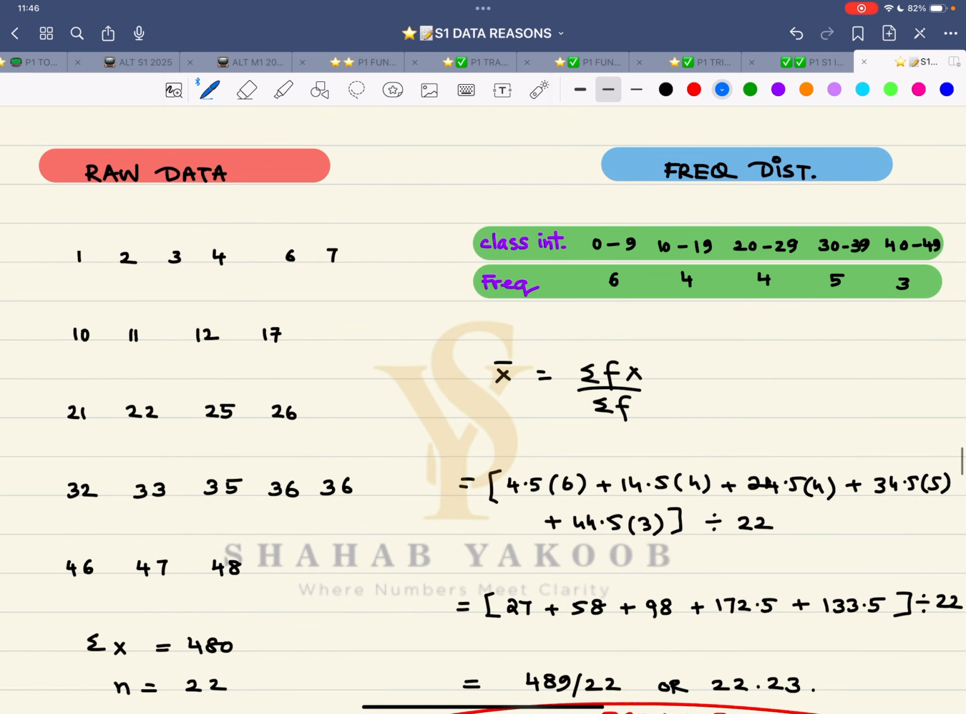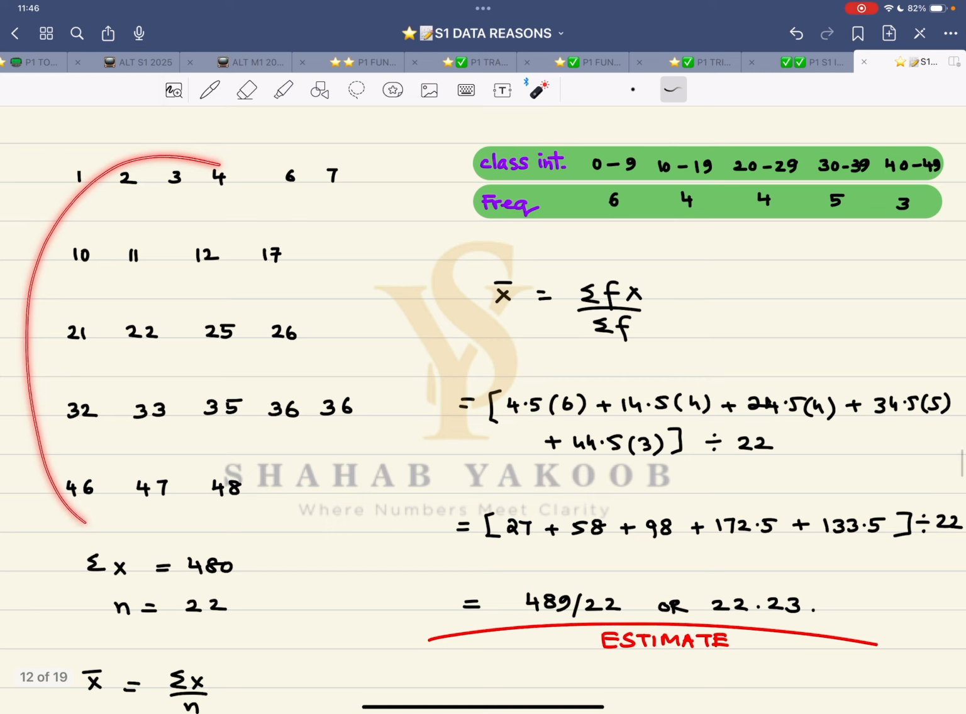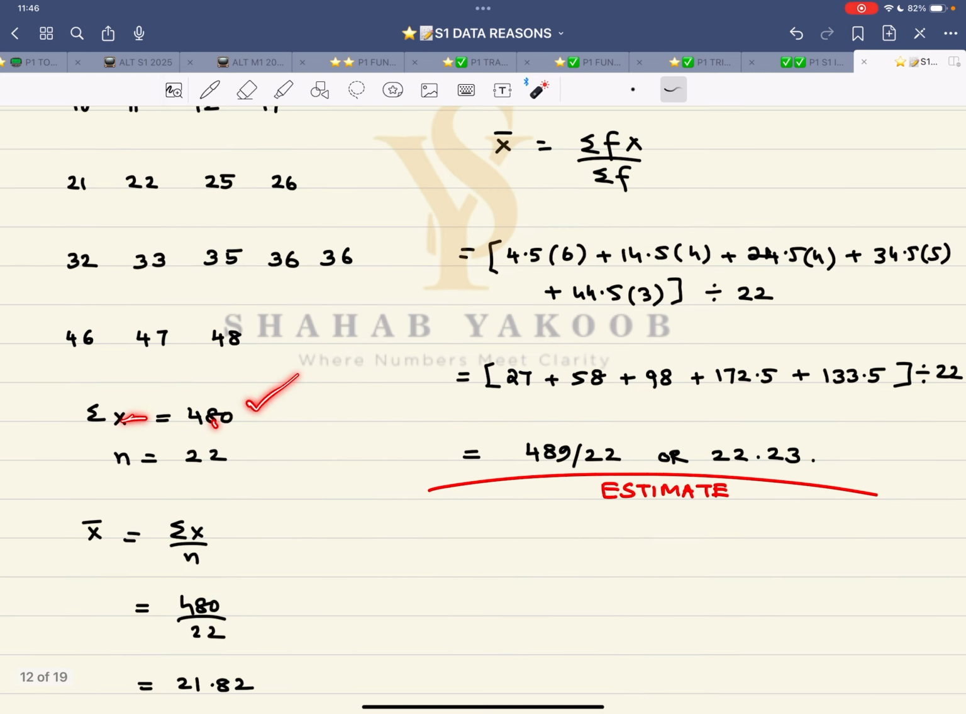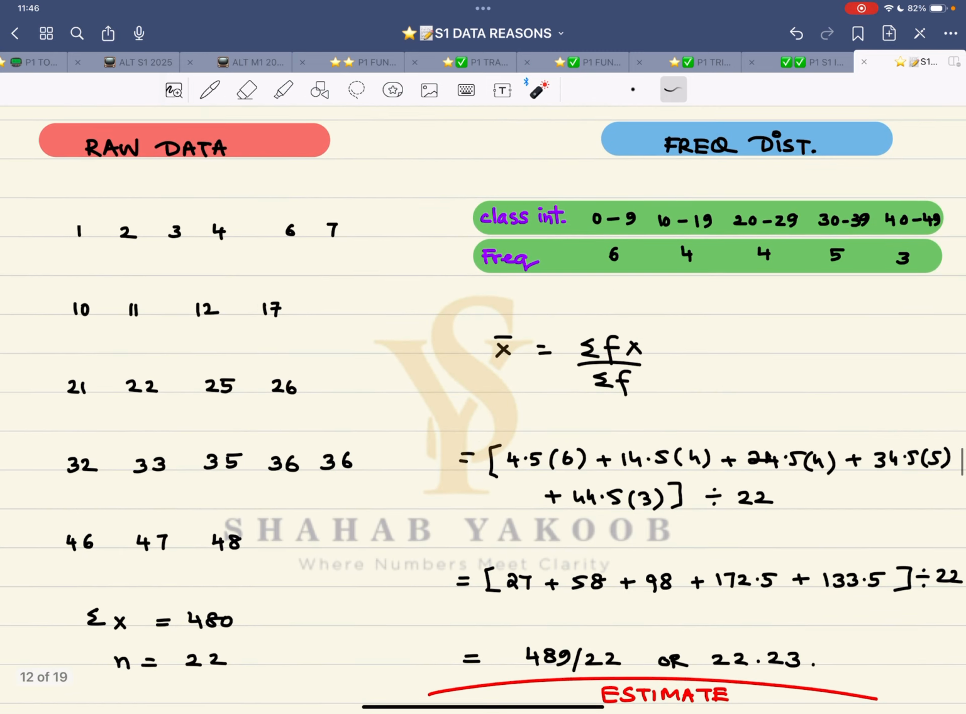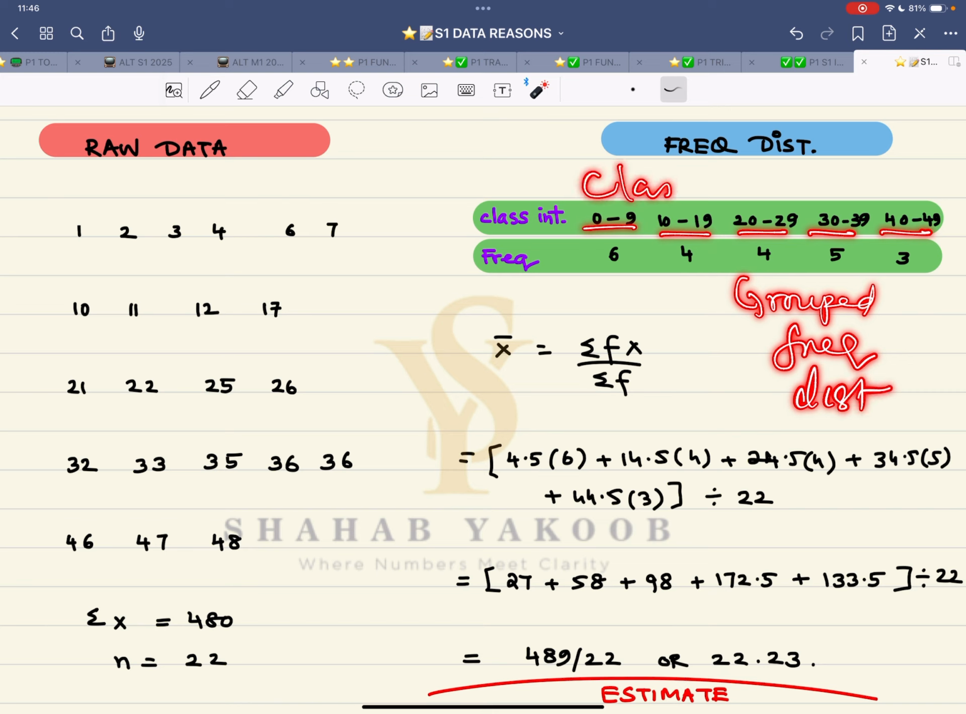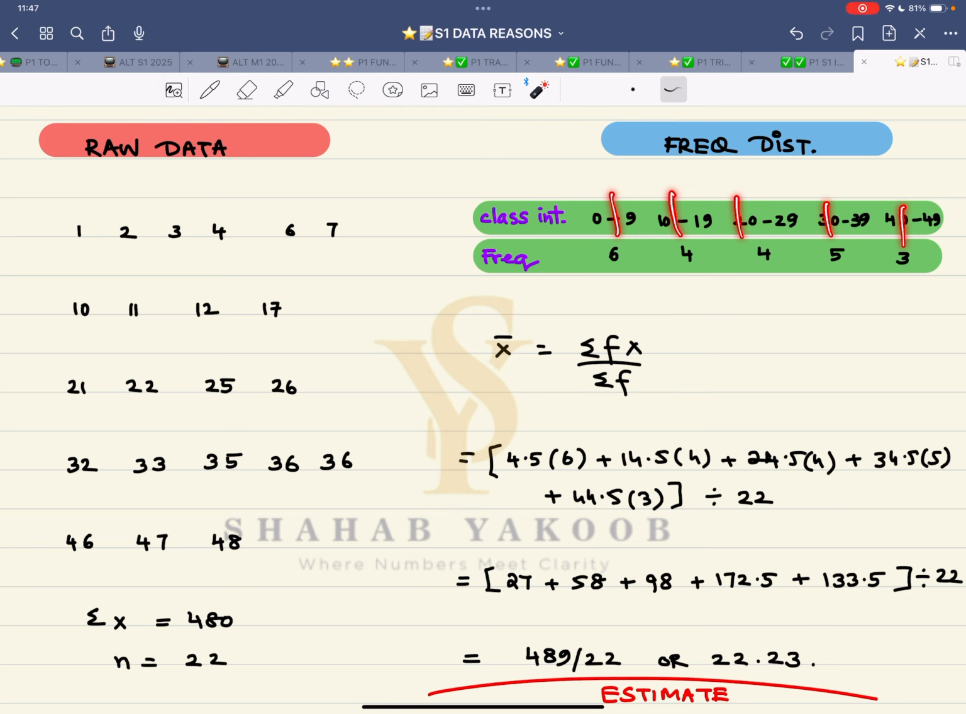Now, one other issue that comes is the comparison between raw data and frequency distribution. Now, let's say this is the raw data. I calculate sigma x, I add up all the values, I divide by how many they are, and this is my answer for the mean, which is exact. On the other hand, based upon the same data, I make a frequency distribution. This is grouped frequency distribution. That means I have created class intervals. And based upon the mid value, I calculated the mean.